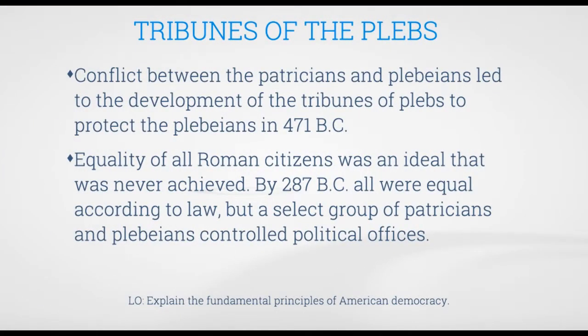Tribunes of the plebs. Conflict between the patricians and the plebeians led to the development of the tribunes of the plebs to protect the plebeians in 471 BC. The equality of all Roman citizens was an ideal that was never achieved. By 287 BC, all were equal according to law, but a select group of patricians and plebeians controlled political offices.